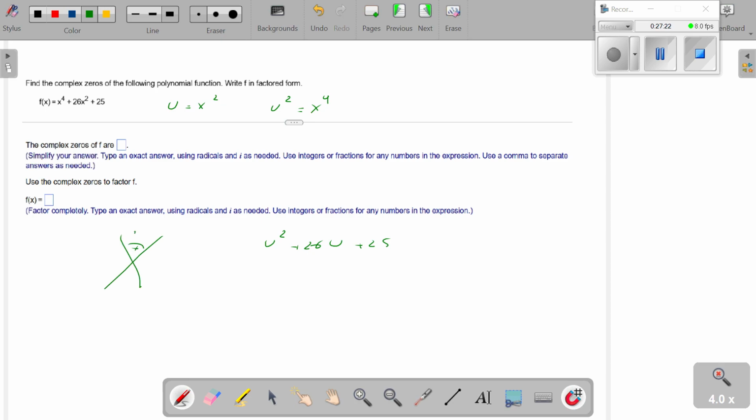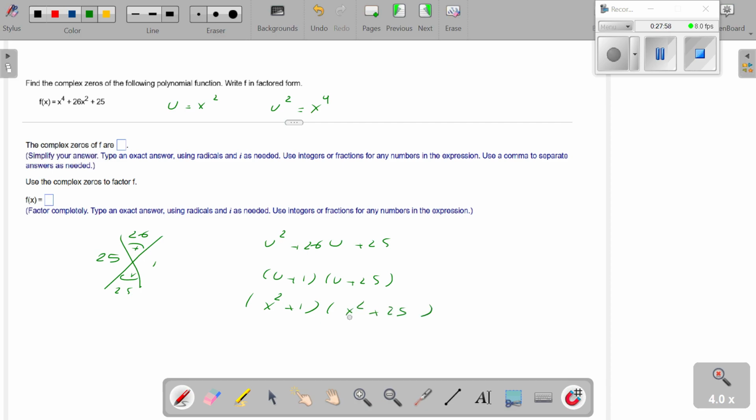Find two numbers that add up to 26 and multiply to 25. What are those two numbers? They are 25 and 1. Now I can write u plus 1 and u plus 25. Now I have factored this. I'm going to put the variables back here. So u was x squared. So this is x squared plus 1. And here this will be x squared plus 25.